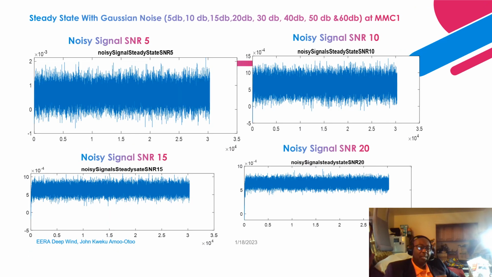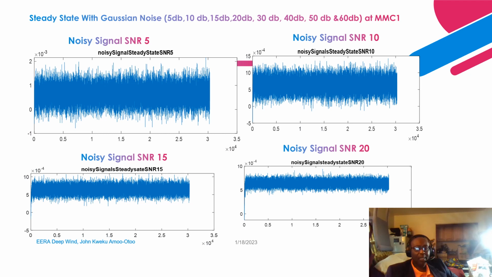Next is a steady state. During steady-state operation, you can have corruption of the steady-state signals coming from the substation itself due to electromagnetic interference, and also if you have an industrial facility in close proximity, or construction going on in close proximity to this substation. These signals show how noisy signals are obtained from a steady state.